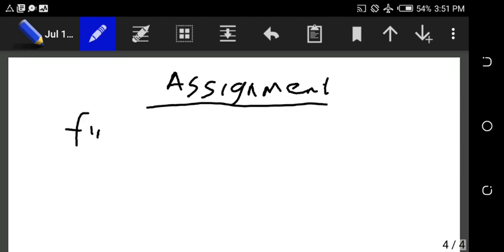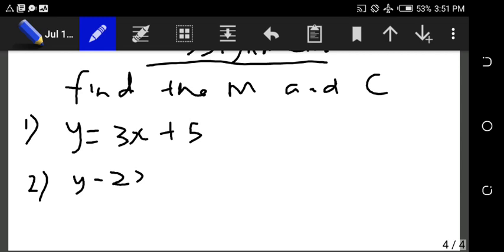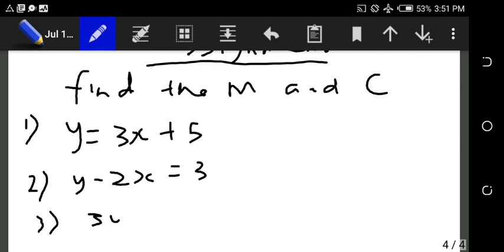Okay, this is where we're rounding up. So let me give you an assignment. Find the m, that's the slope, and c, the intercept, in the following equations. The first one: y is equal to 3x plus 5. Second one: y minus 2x is equal to 3, and the third one is 3y plus x plus 6 is equal to 0.